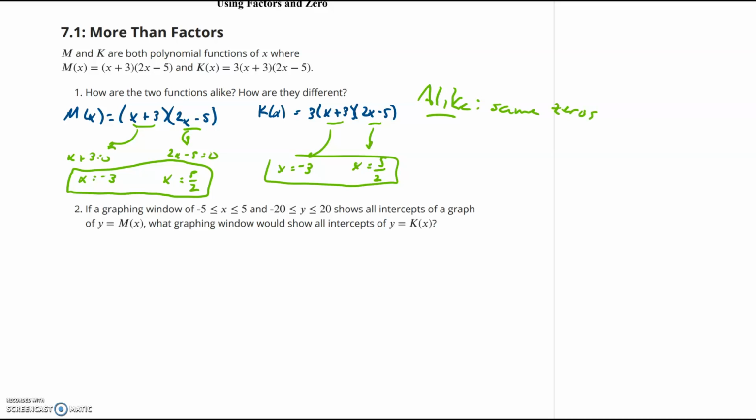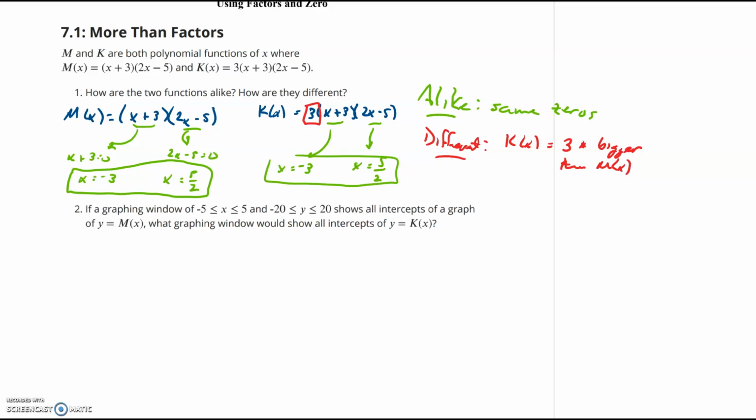How are these functions different? Well, I notice that function k has a constant multiplied in front, so all of the outputs are going to be 3 times greater than the outputs of function m. So k of x is going to be 3 times bigger than m of x.